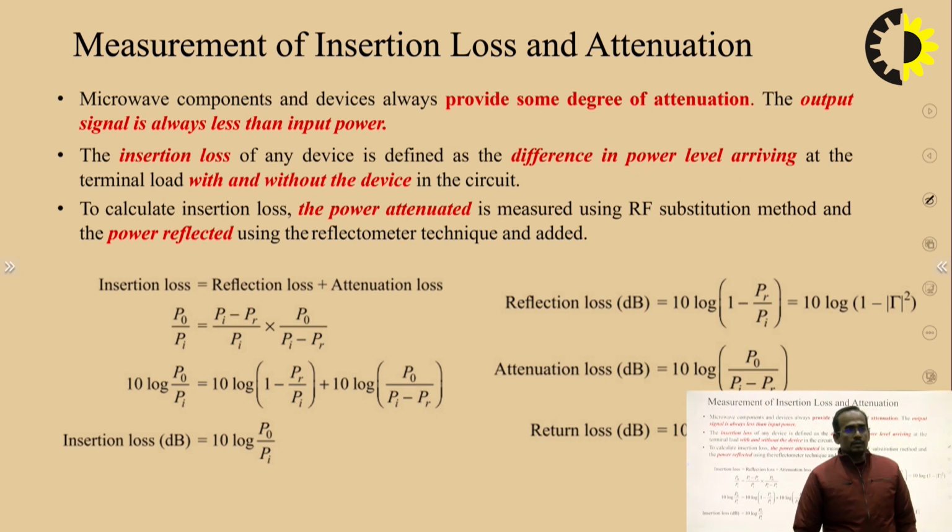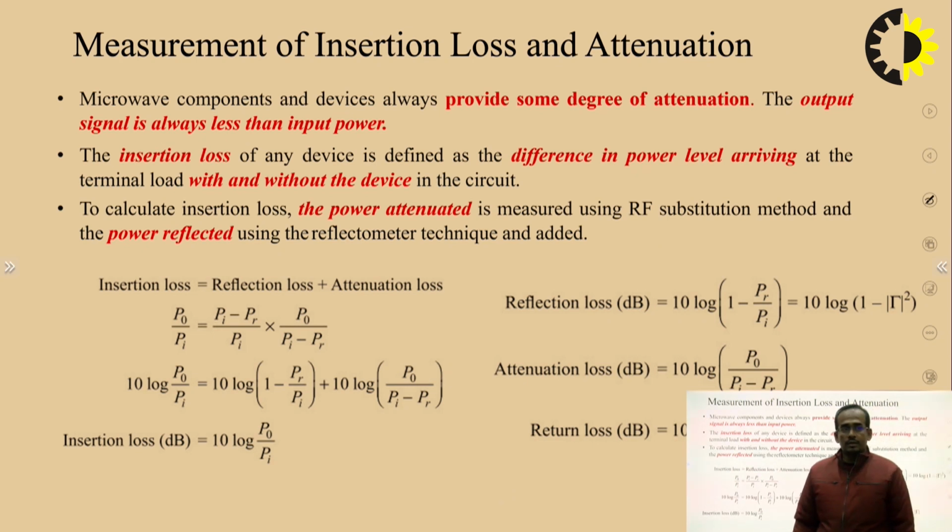So to calculate the insertion loss, the power attenuated is measured using the RF substitution method and the power reflected using the reflectometer technique, and they are added. So insertion loss is nothing but the reflection loss plus attenuation loss. Reflection loss is nothing but the difference of incident power and reflected power to the incident power. And how can we measure this attenuation? Attenuation can be measured using this formula.